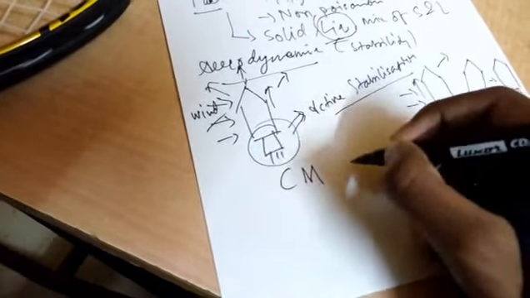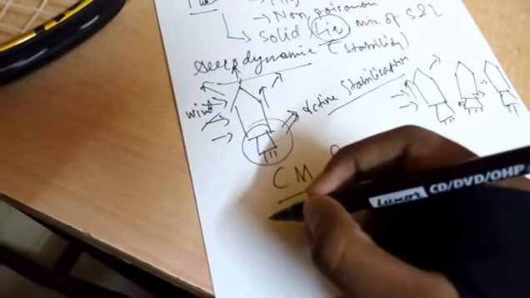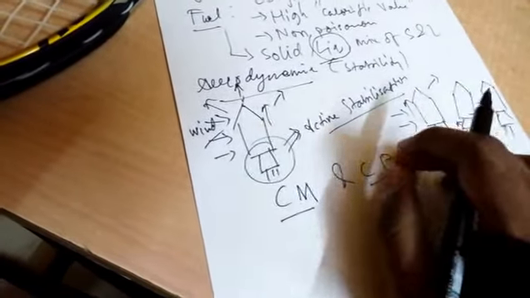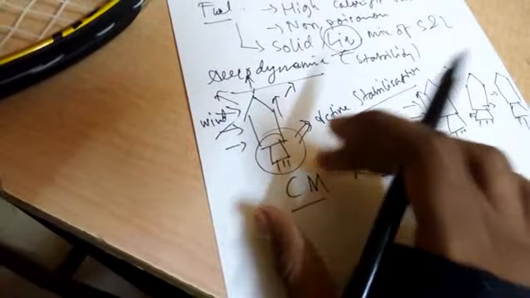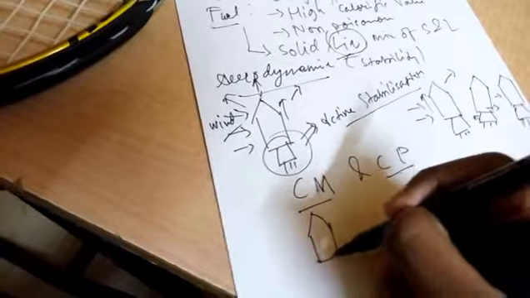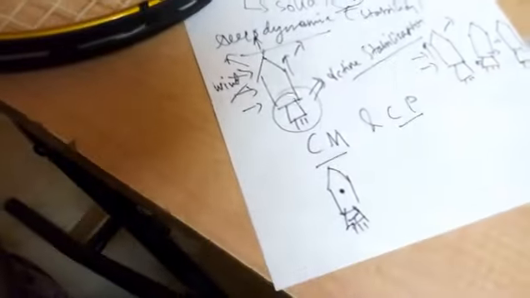Another form of stabilization requires a new concept called the CM and CP concept. CM, as you expect, is center of mass. CP is center of pressure. Center of mass is the point where all the mass acts. Suppose this is a rocket. You have this point, the point where all the mass is acting. That's the center of mass.